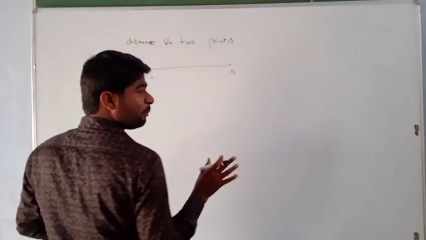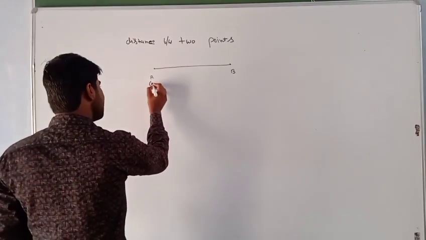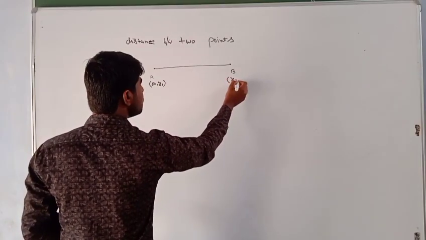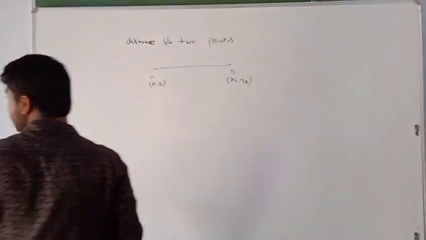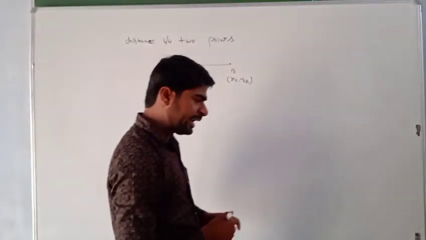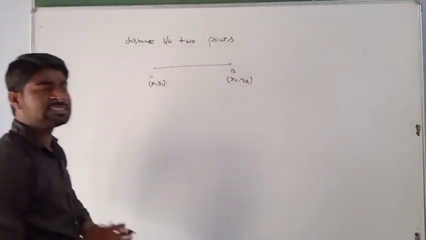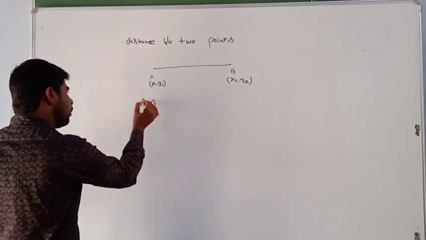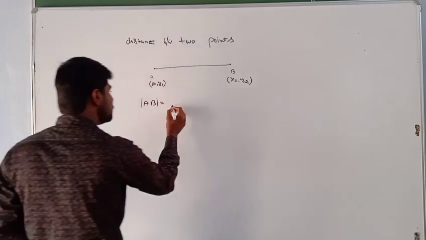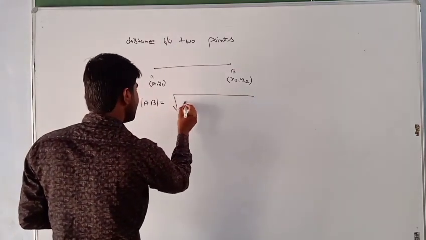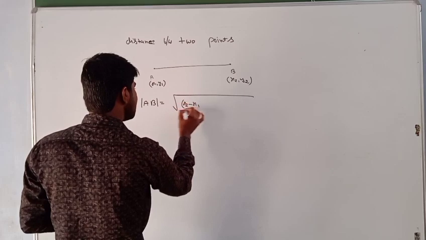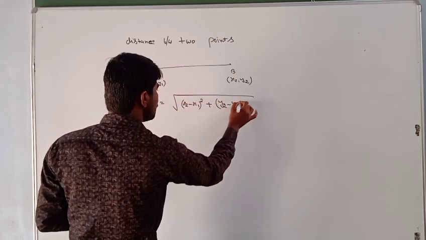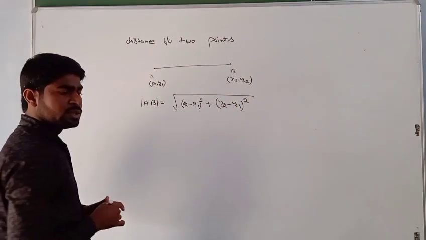We know that every point has coordinates, so the coordinates of the first will be (x1, y1) and the coordinates of the second will be (x2, y2). Now what is the distance between A and B? We know that distance is always a positive quantity. So |AB| equals the square root of (x2 minus x1) whole squared plus (y2 minus y1) whole squared.